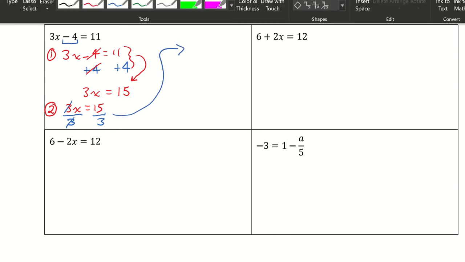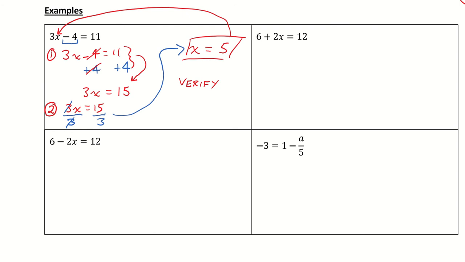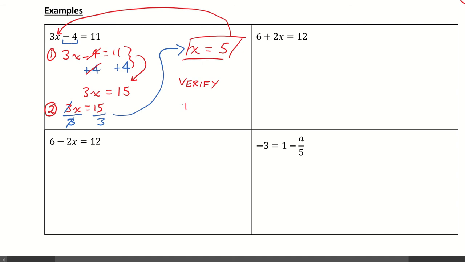And then we can simplify. So on my left-hand side, I just have x. On my right-hand side, I have 15 over 3, which is actually a nice number. It's just 5. And that would be our solution, which we could verify. We could verify by plugging 5 in for x into the original equation and seeing if the left side is equal to the right side. Well, 3 times 5 is 15, minus 4 is 11. We can see that this would be a verified solution. This would be a true solution.